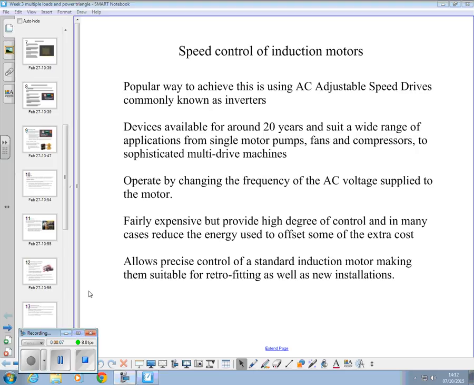Last week, those of you that were here or watched the video, the first part of the session was about induction motors, and that's part of what you're being asked to look at in the assignment. And then some calculation stuff towards the end. I'm going to do something similar this week.